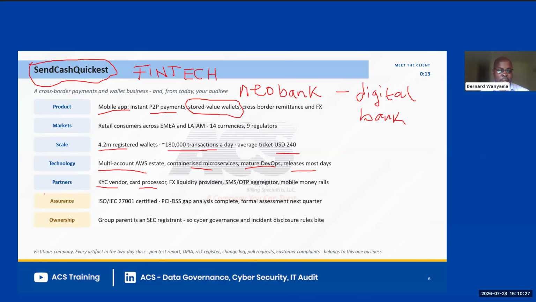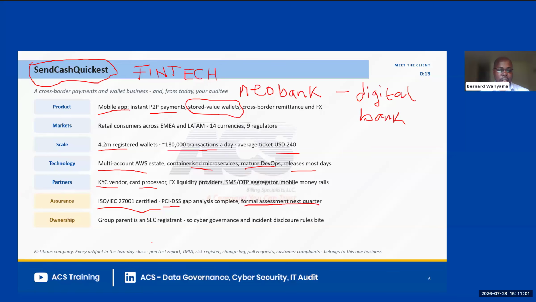On the assurance side, stepping out to look at how the business has tried to be compliant and raise standards around its governance, risk, and compliance. The organization has been recently ISO 27001 certified. They are on the road to getting their PCI DSS certification in line with the fintech business that they do, and that will be kicking off the next quarter.